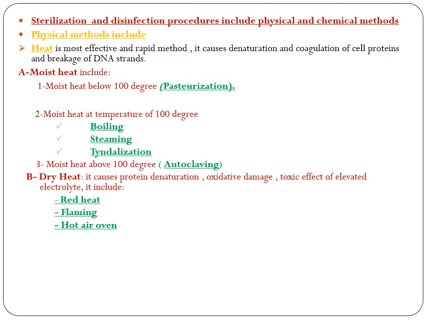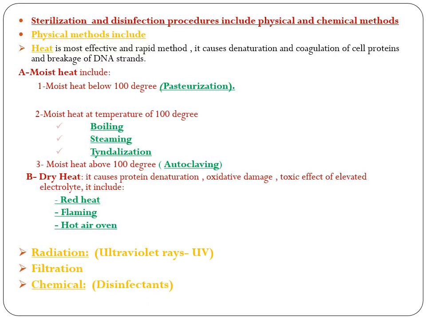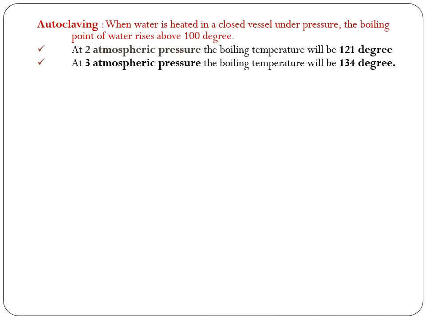Dry heat causes protein denaturation and oxidative damage and the toxic effects of elevated electrolytes. It includes red heat, flaming, and the hot air oven. Another physical method includes radiation using ultraviolet (UV) light and gamma rays. The other method is filtration, and nevertheless we have autoclaving. When water is boiling in a closed vessel under pressure, the boiling point of water will rise to above 100 degrees centigrade. At 2 atmospheric pressure, the boiling temperature will be 121 degrees centigrade.